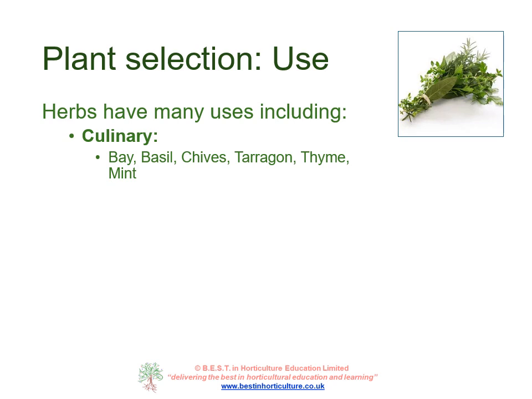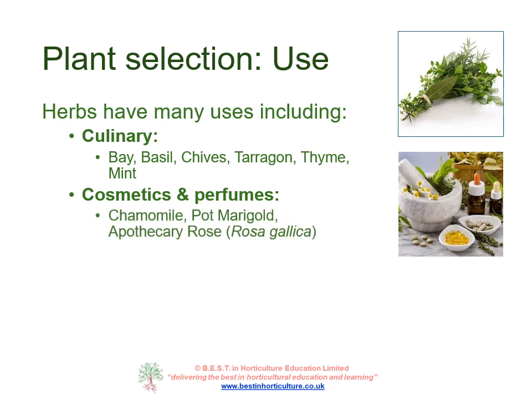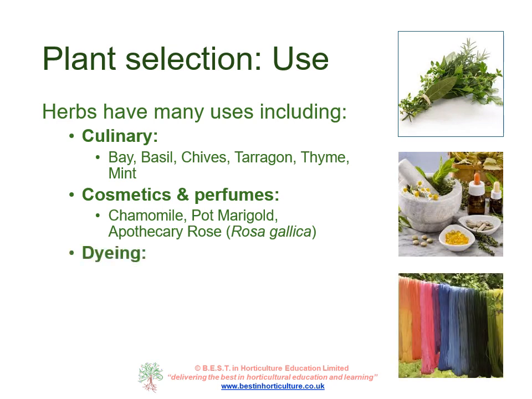But we may also choose to grow herbs for their cosmetic and perfume use. Examples here would include chamomile, which is a widely grown herb used to treat headaches, pot marigold, and the apothecary rose, Rosa gallica, which is used for its perfumed petals. Herbs can also be used for dyeing and to produce dyes to colour cloth and yarn, and here examples might be rose madder or the common sorrel.